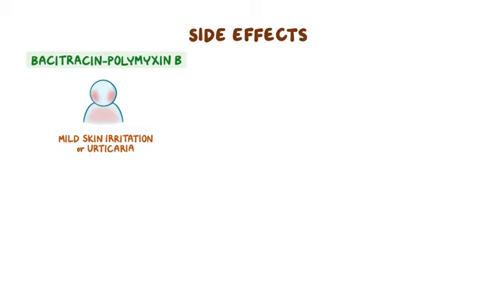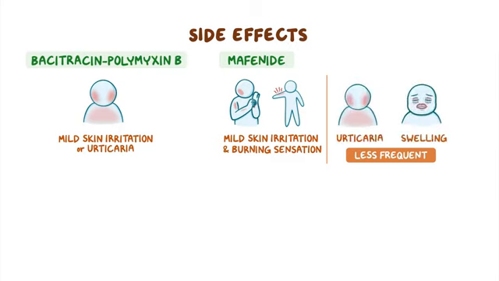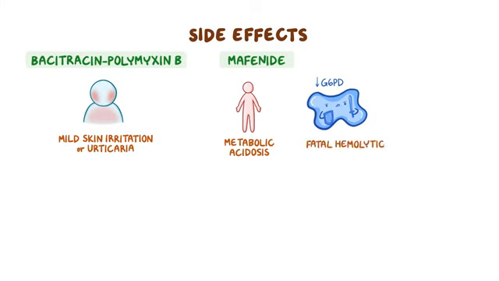In terms of side effects, topical use of bacitracin and polymyxin B usually doesn't cause any adverse reactions, but some clients may present with mild skin irritation or urticaria. On the other hand, mafenide can cause mild skin irritation and a burning sensation. Less frequent but more severe side effects include hypersensitivity reactions leading to urticaria, as well as swelling of the face, lips, tongue, or throat. Mafenide can also cause metabolic acidosis, and some clients with G6PD deficiency have developed fatal hemolytic anemia with disseminated intravascular coagulation.